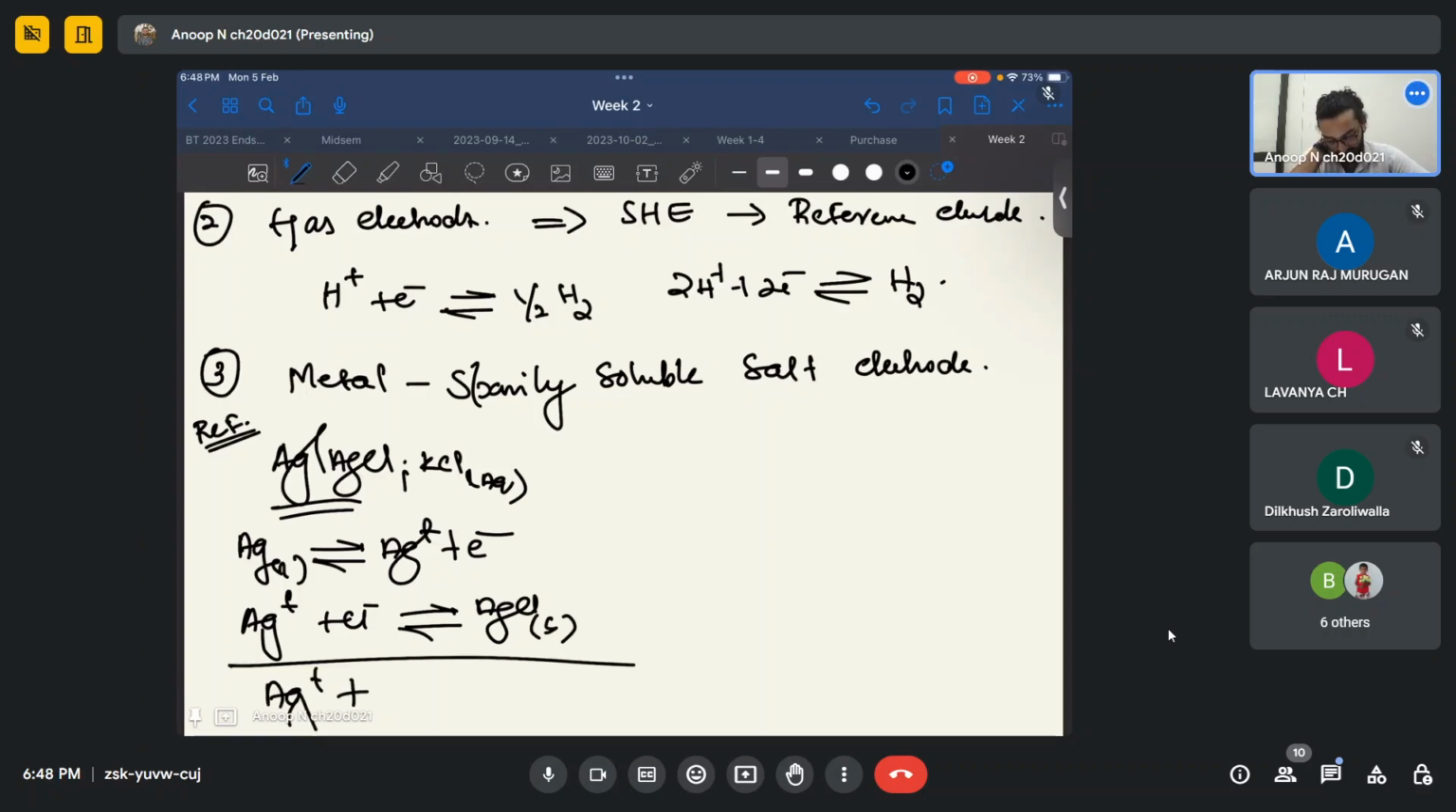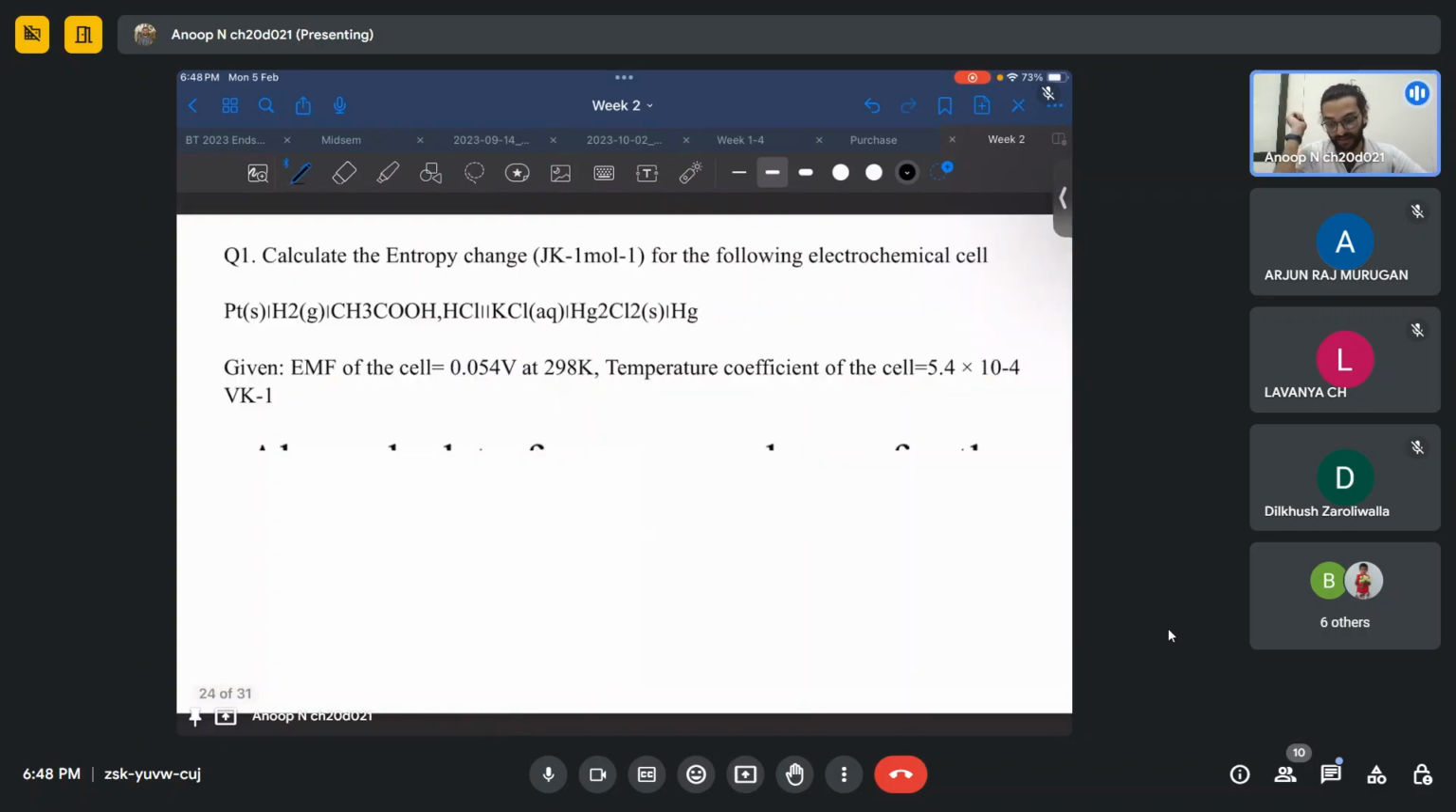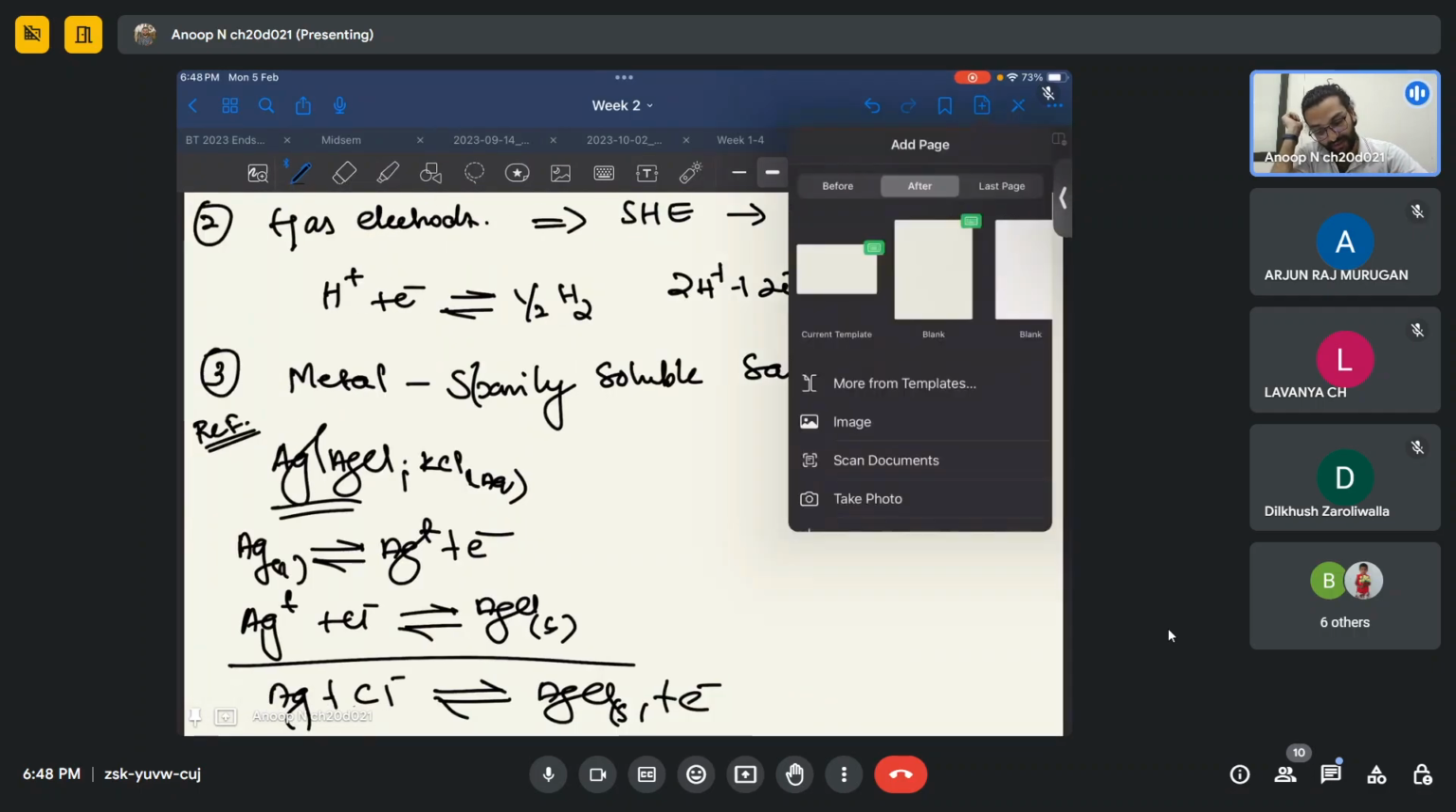So what is the overall reaction? Ag plus Cl⁻, Ag⁺ cancels out. Ag plus Cl⁻ gives AgCl plus electron. This is the overall reaction for AgCl. So the next one, you had to try yourself.